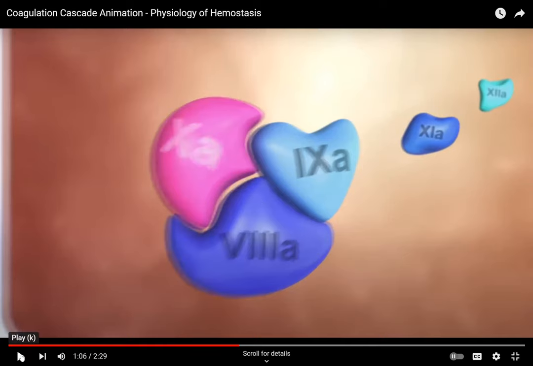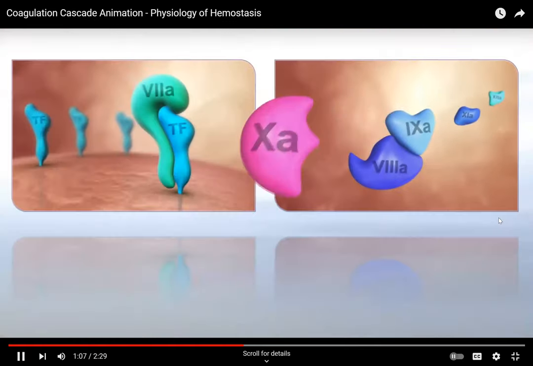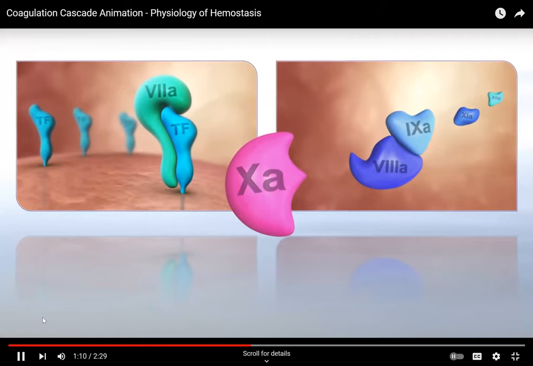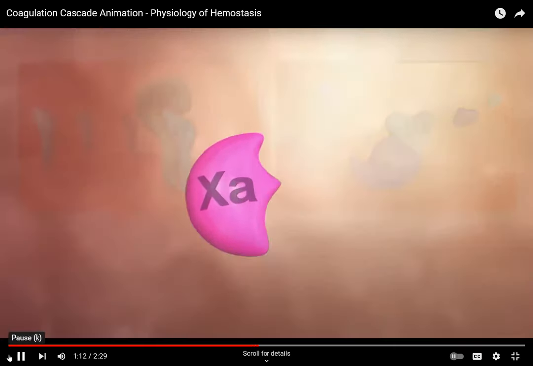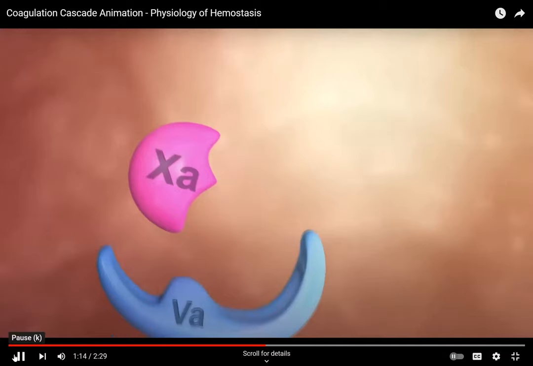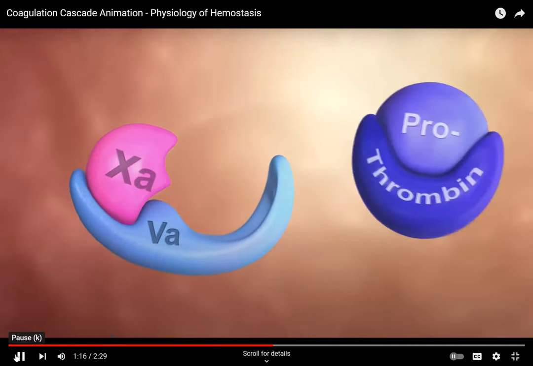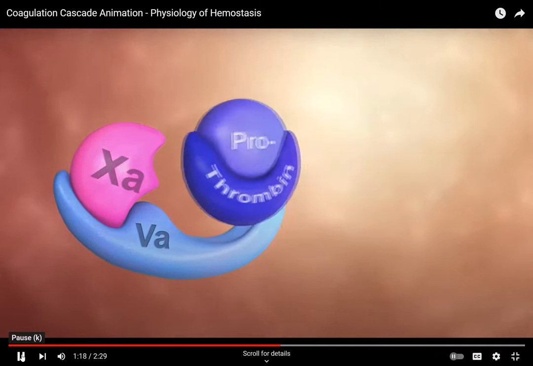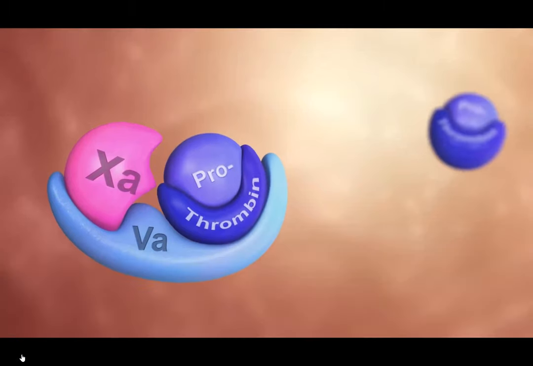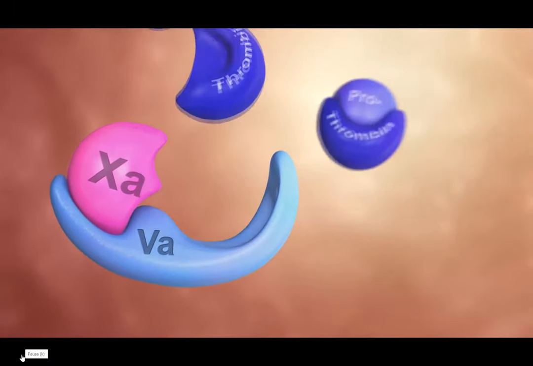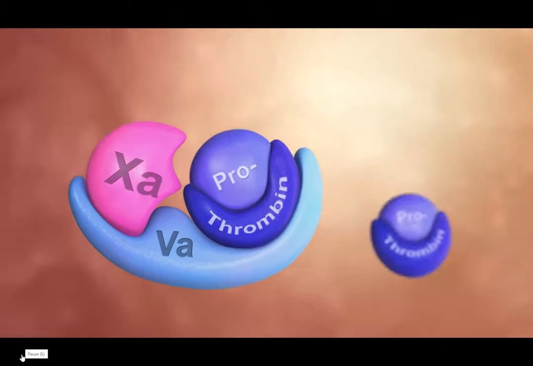So they're earlier in the cascade. Since the two pathways merge at the level of factor 10A, this factor has a pivotal role in the coagulation cascade. Further down the cascade, factor 10A, in combination with 5A, activates thrombin and induces the so-called thrombin burst.